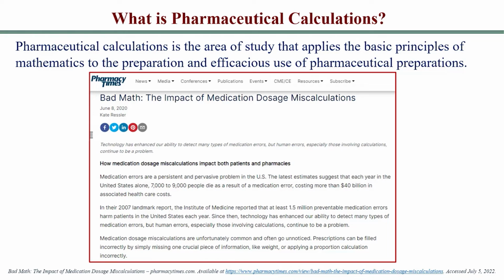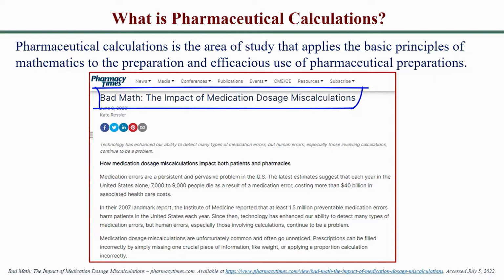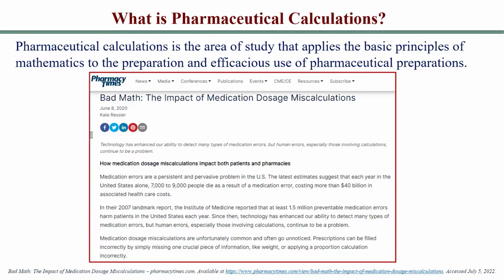I'm going to share with you an article that was published in 2020 in the Pharmacy Times entitled Bad Math: The Impact of Medication Dosage Miscalculations. I just want to draw your attention to a few important points. In the United States alone, it has been determined that 7,000 to 9,000 people die as a result of medication error, and this costs more than $40 billion in associated health costs. They also determined that 1.5 million preventable medication errors harm patients in the United States each year.